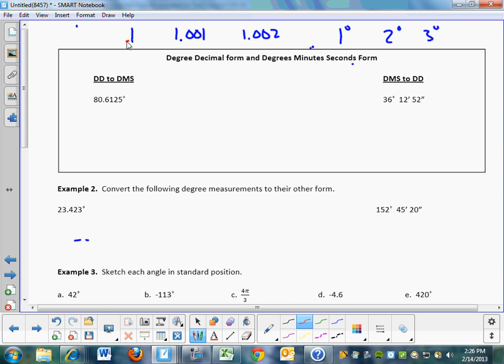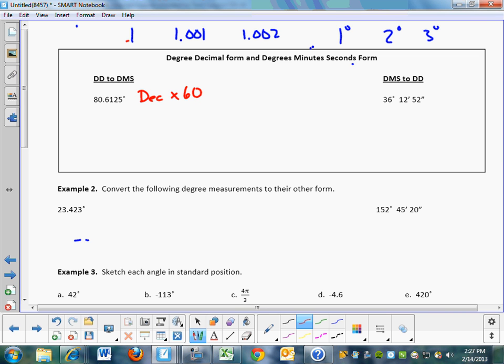Outer space, totally different. Okay, so how do we convert? Well, how many minutes do you think that there are in 1 degree? 60. So we're going to multiply by 60. Take the decimal and multiply it by 60. So think about it. 80.6125. Is that more than half of a degree or less than half of a degree? More than half. So more than half of a degree would be more than 30 minutes, right? So when we multiply this, we'll get more than 30 minutes. Take your calculators and multiply 60 times 0.6125. Tell me what you get.